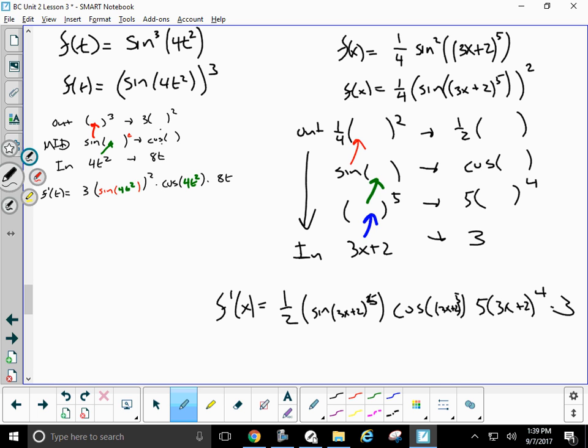At most, you'll see 3 functions being composed that you'll have to take the derivative of. So just make sure you identify the outside, the middle, and the inside. Okay?